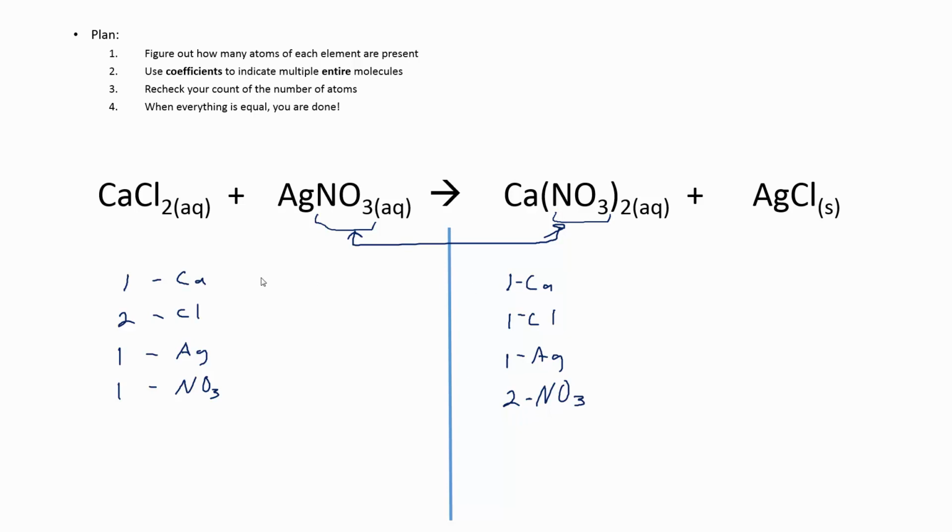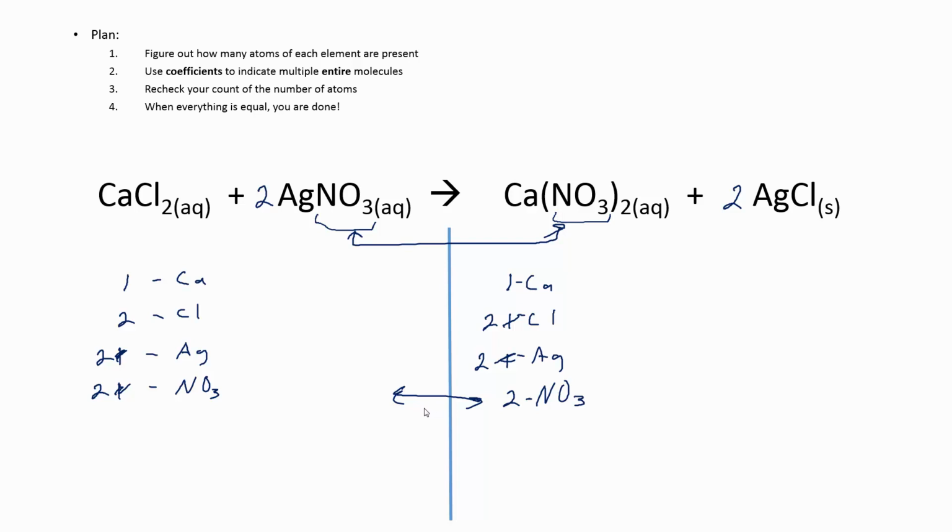Alright, so let's look at this. 1 calcium, so far so good. 2 chlorines and 1 chlorine. That's not going to fly. So we're going to need more chloride over here, so I put a 2. That gives me 2 chlorines, but it also gives me 2 silvers. So now 1 silver to 2 silvers. I only have 1 silver here, so I have to up the ante a little bit. Now I have 2 silvers, but I've added another nitrate, so 2 nitrates. Look, perfect. It balanced itself at the end.